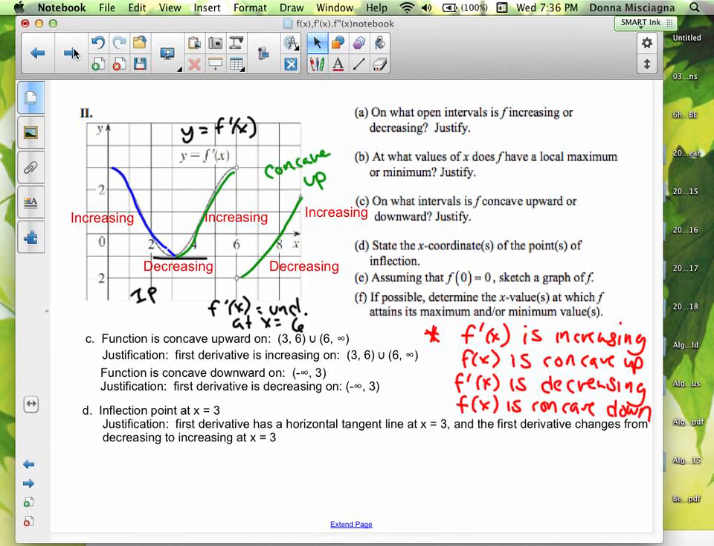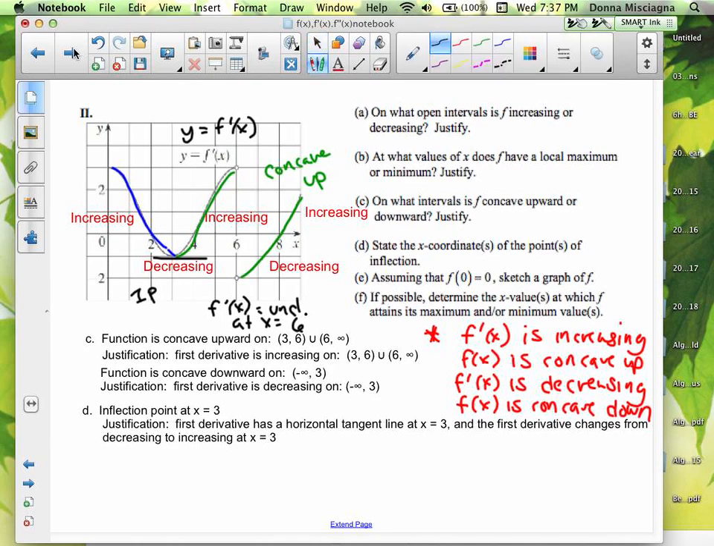So we have an inflection point at x equals 3, because our first derivative has a horizontal tangent line at x equals 3, and the first derivative changes from decreasing to increasing at x equals 3. So where your first derivative is changing, you're going to have an inflection point, right?